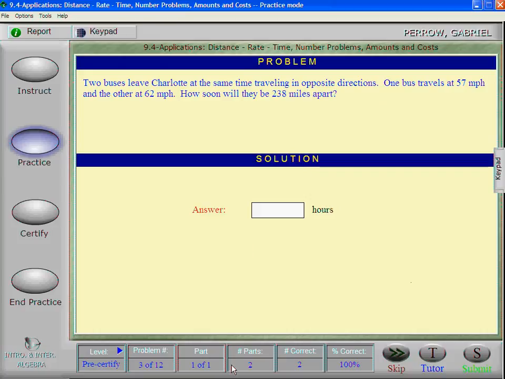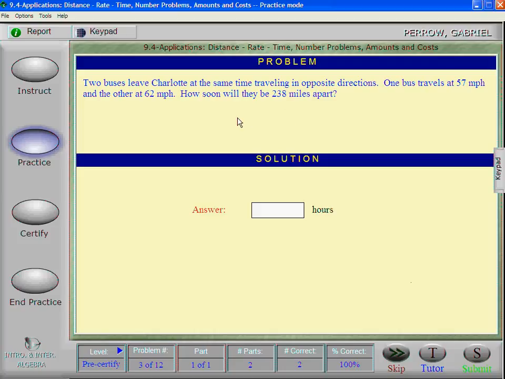This question is very quick. I'm going to try to squeeze it in for the sake of time. Two buses leave Charlotte at the same time traveling opposite directions. One bus travels 57 miles per hour, the other 62. How soon will they be 238 miles apart?